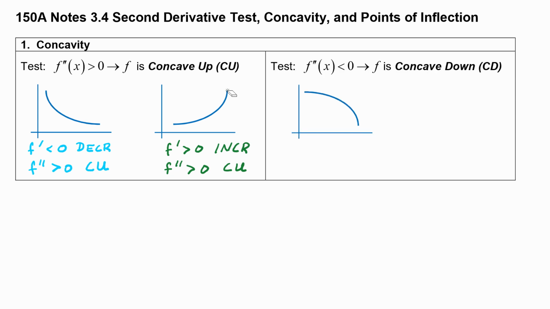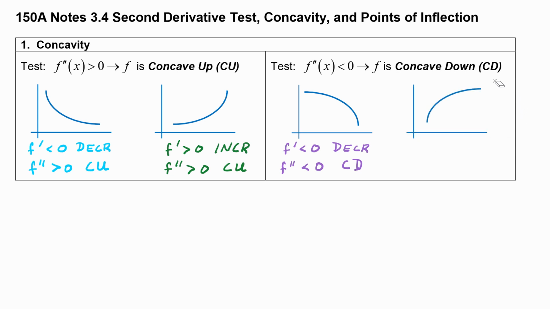Here, when we do a test and the second derivative is negative, then we say f is concave down, which we abbreviate CD. In this diagram, we see that the first derivative will be negative, so less than 0, because the graph is decreasing. And for this curve, the second derivative will also be negative because it's concave down.